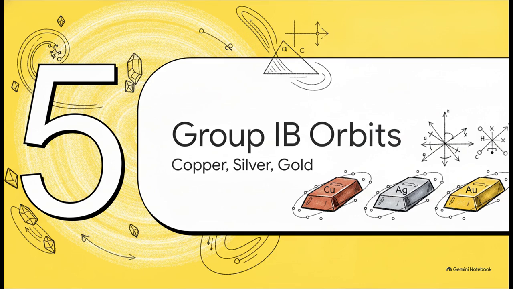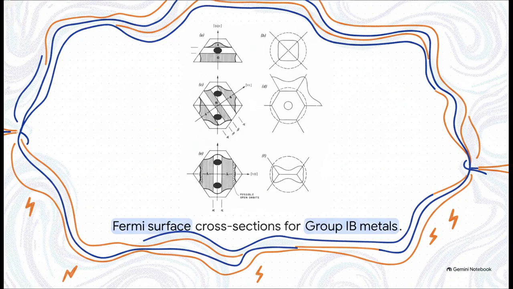Section 5. Group 1b metal orbits. Theoretical tensors are great and all, but let's map this mathematical framework directly onto some real-world metals. Group 1b, which is copper, silver, and gold. When we map their k-space cross-sections, we observe some severe topological deformations. Because their Fermi surface actually makes physical contact with the boundary faces of the Brillouin zone, it creates what we call necks. These necks fundamentally alter the conductivity pathways, completely ruining any assumption of a simple free electron sphere.